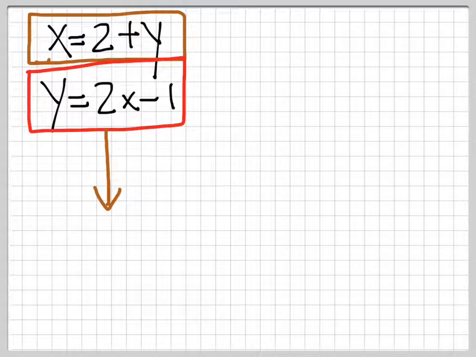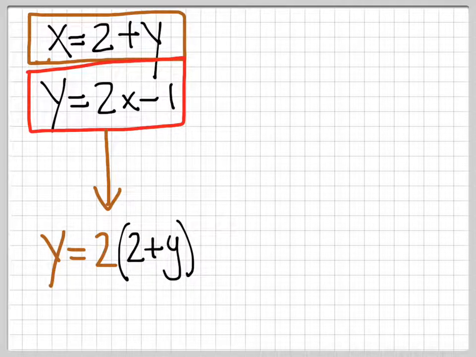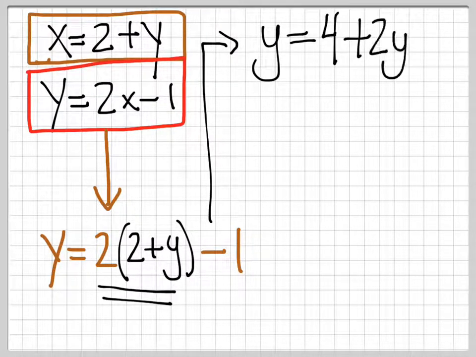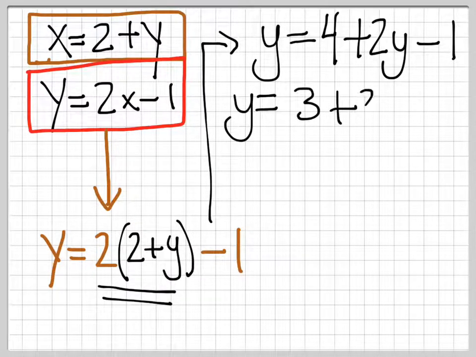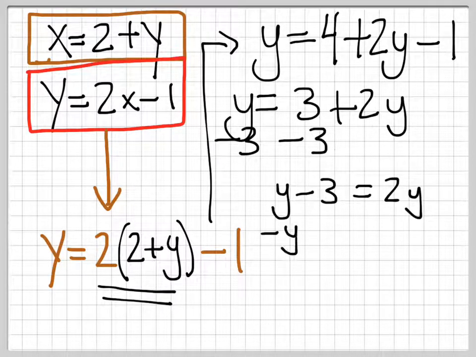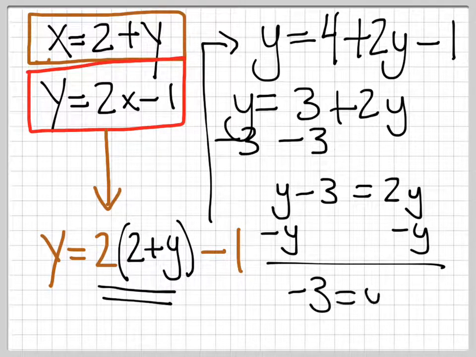So if I take y equals 2x minus 1 and I replace the x with 2 plus y, well, we need to be careful. Remember that 2 is multiplying all of x there. So we get 2 times 2 plus y minus 1. So we're going to have to distribute here. And what are we going to get? We're going to get y equals 4 plus 2y minus 1. If we combine terms, we get y equals 3 plus 2y. Let's move the 3 to the other side, and we get y minus 3 equals 2y, and move this y to the other side, and we get negative 3 equals y.